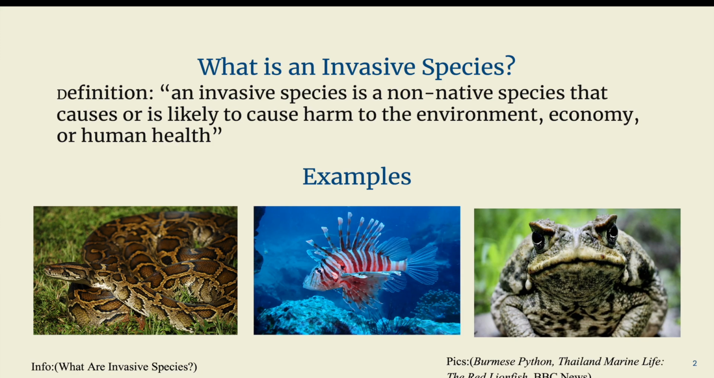To start, we must first understand what an invasive species actually is. The definition states that an invasive species is a non-native species that causes or is likely to cause harm to the environment, economy, or human health. There are several well-known examples of invasive species, such as the Burmese python, the red lionfish, and of course, the cane toad.